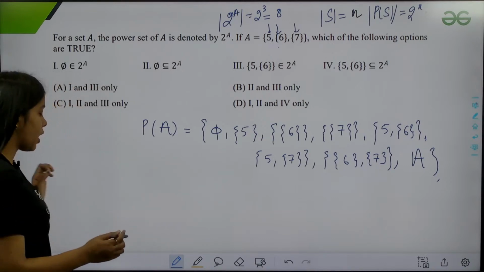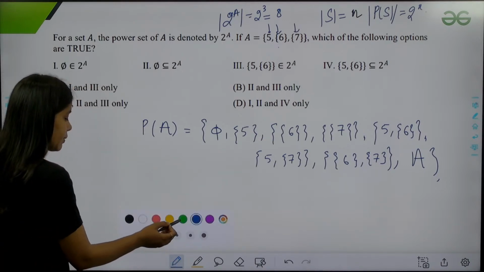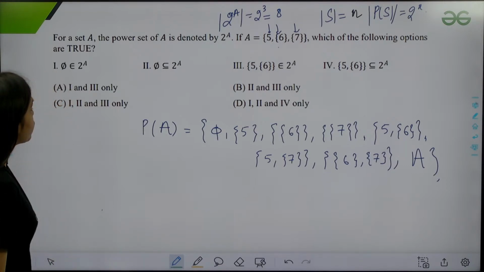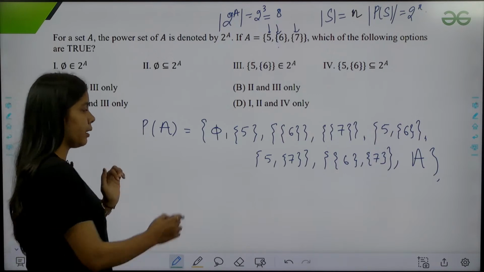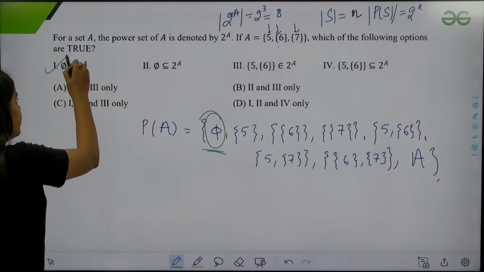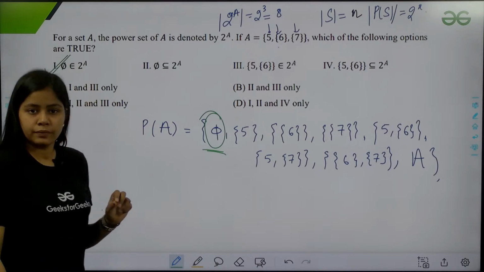Okay, so this is how we write down the power set of A. Now let's go back to our options. If I see the first option, 5 belongs to 2 to the power A, I can check that 5 is an element of 2 to the power A. The first option is a correct option, right?